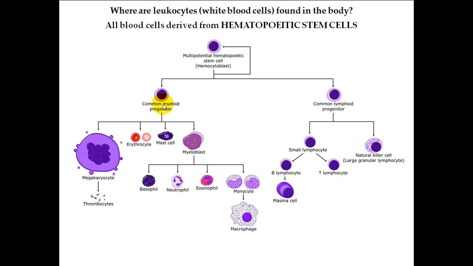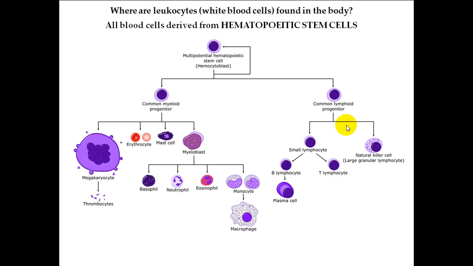On the other hand, the cells that you tend to think of as being part of the adaptive immune response, so in other words, things like B cells, T cells, plasma cells, those come from this type of progenitor cell called a common lymphoid progenitor.